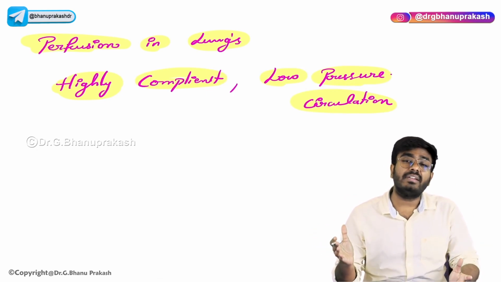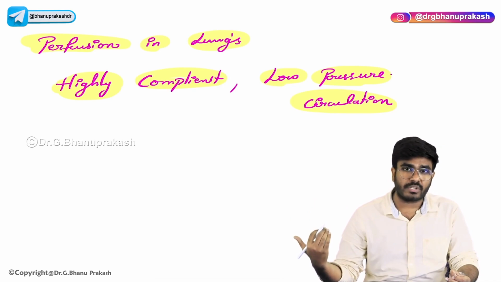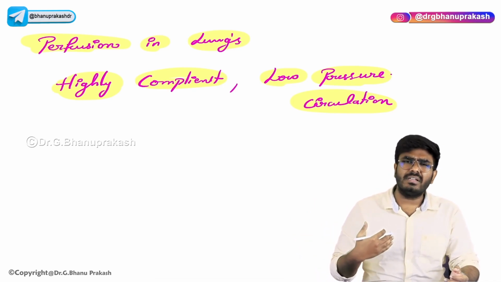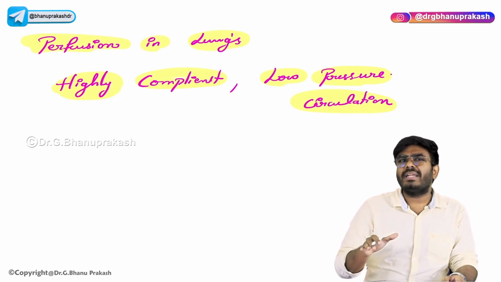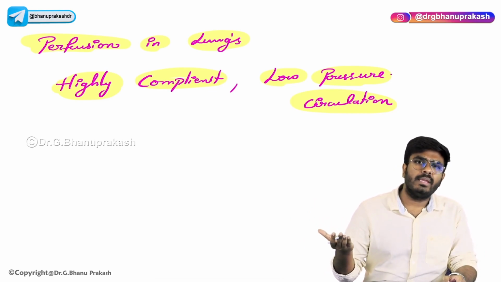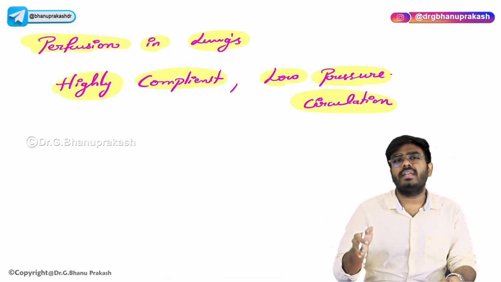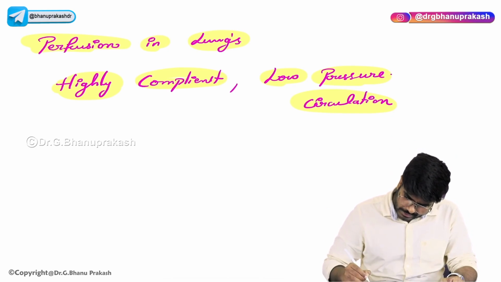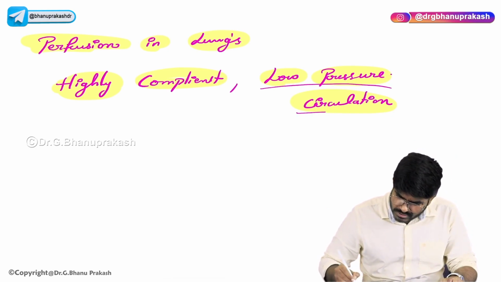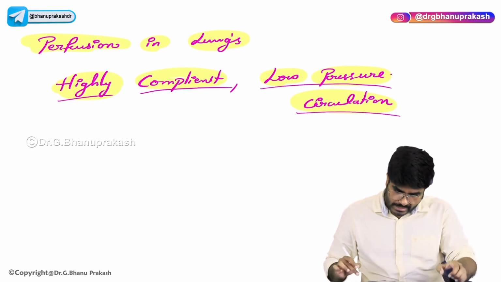Systemic circulation is having a blood pressure of 120 by 80 mmHg, systolic by diastolic blood pressure, but pulmonary circulation is a low pressure circulation. Okay, somewhere around 25 by 10 maximum. During systole the pulmonary artery pressure will be somewhere around 25, and during diastole the pulmonary artery pressure will be somewhere around 10. So pulmonary circulation is a low pressure circulation, and the blood vessels are highly compliant blood vessels. You can easily stretch them.